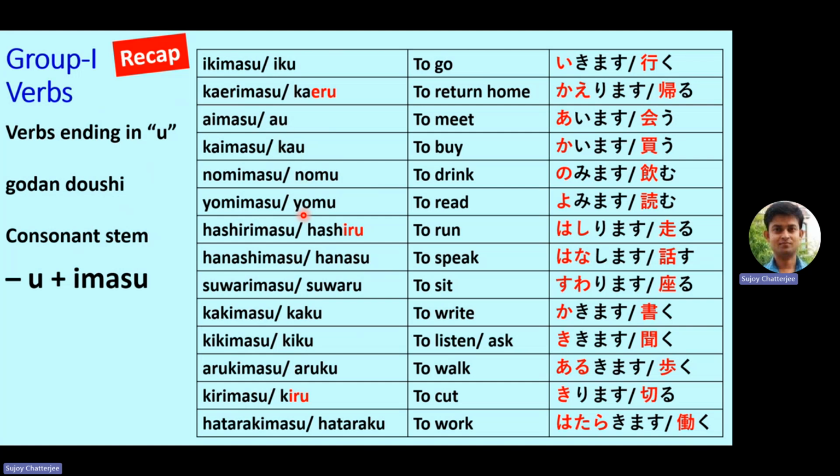So there are definitely some exceptions, but in general, if you remove the U sound, then it is left with the consonant sound at the end. And that's why these verbs are called consonant stem verbs.